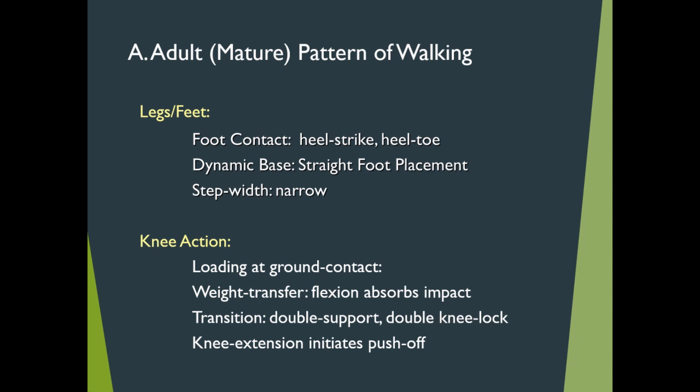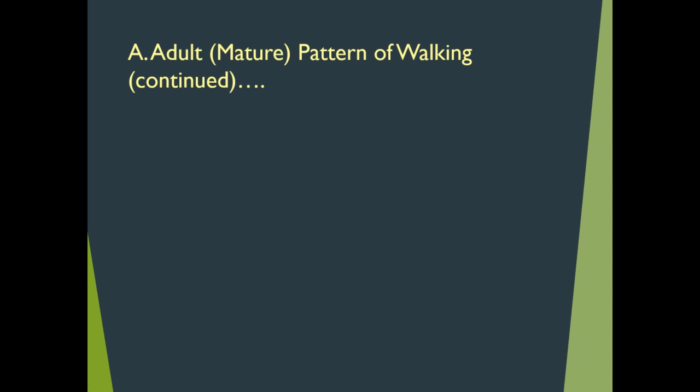With regards to knee action, as heel strike is achieved, loading at ground contact begins. In other words, your knees serve as the shock absorbers. Weight transfer is achieved via the flexion of the knee. The transition to the other leg is achieved via the double support, double knee lock phase. At some point in the walking cycle, both feet are on the ground. Knee extension initiates push-off. This is where you generate the force by pushing against the ground.